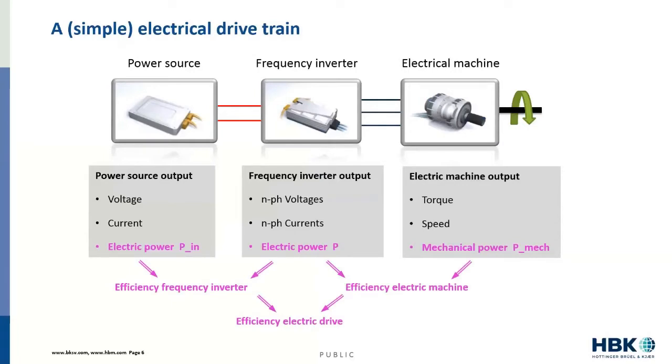A simple electric drivetrain. You've got a power source, a frequency inverter, and an electrical machine. For each item in the train, you're measuring power, voltage, and current, computing power from that, and then using those powers to look at efficiencies of individual components as well as the full drivetrain.